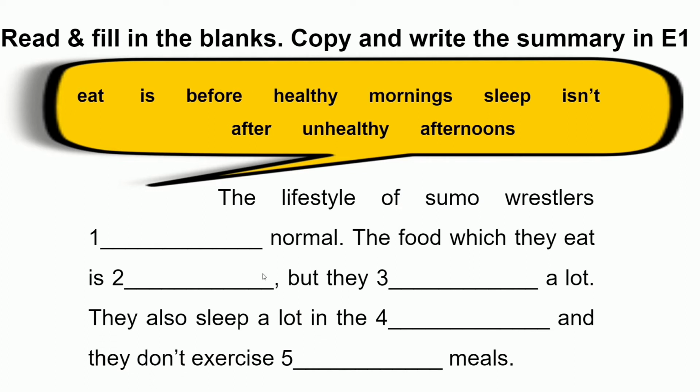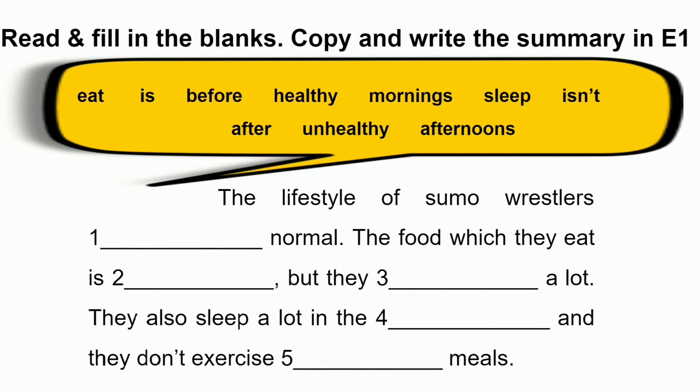What is the state of the food? Okay, so you write whether it is good, whether it's healthy or unhealthy. But they blank a lot. Okay, this one you can get from the text just now. They also sleep a lot in the what time? What time do they sleep? You get from the answer just now. And they don't exercise blank after meals. Okay, so you write it again in E1 after you get all the answers correctly.